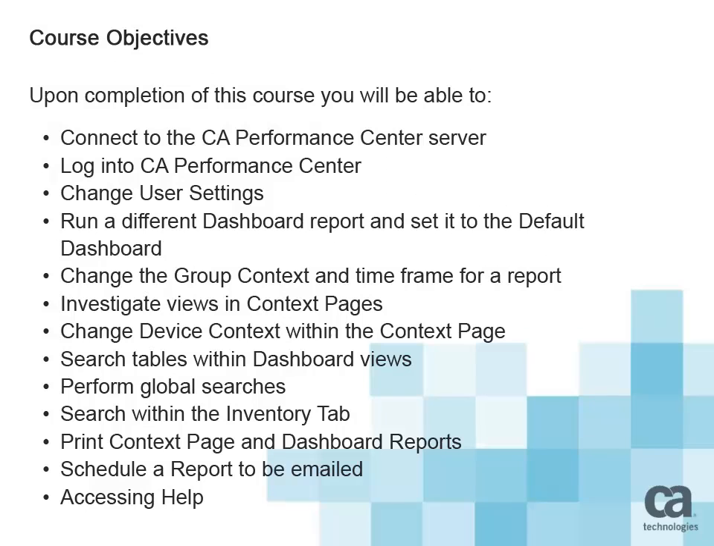Upon completion of this course, you will be able to connect to the CA Performance Center server, log into CA Performance Center, change user settings, run a different dashboard report and set it to the default dashboard, change the group context and time frame for a report, investigate views in context pages, change device context within the context page, search tables within dashboard views, perform global searches, search within the inventory tab, print context page and dashboard reports, schedule a report to be emailed, and access help.